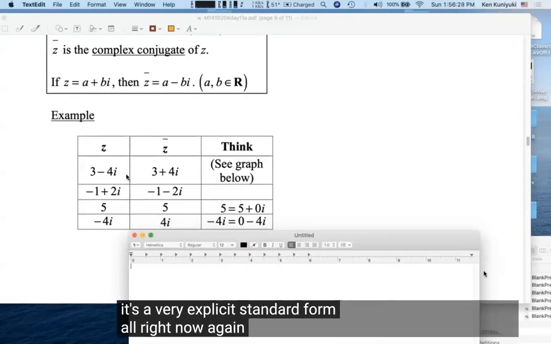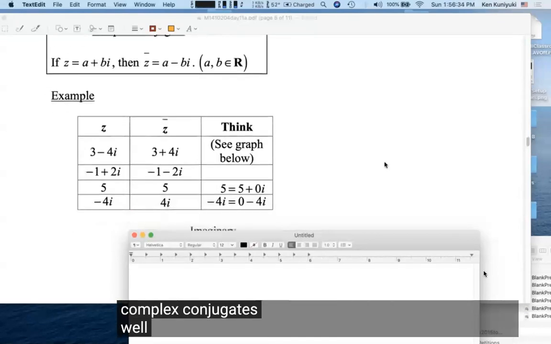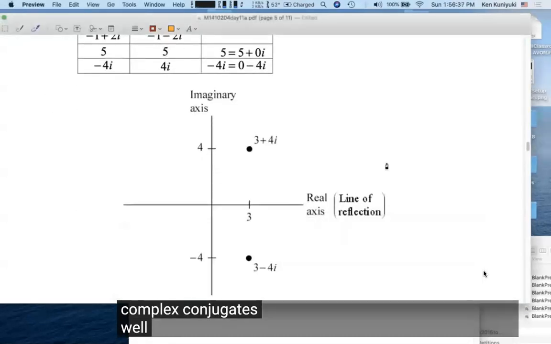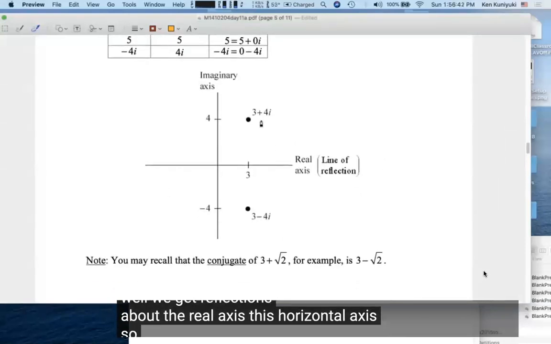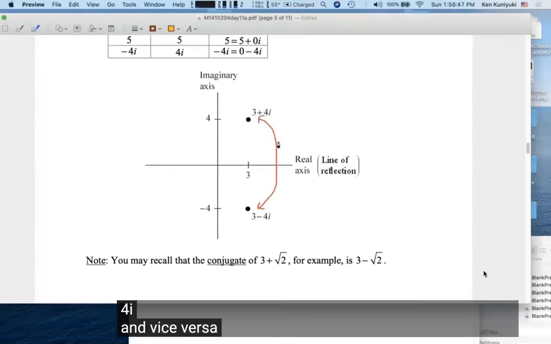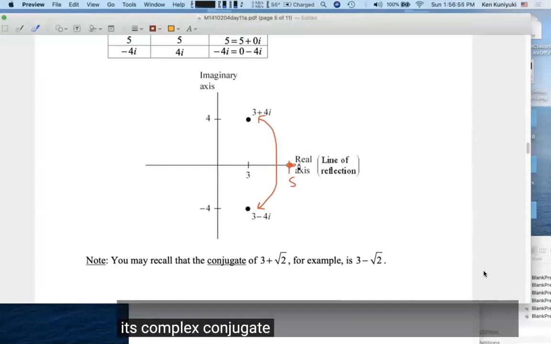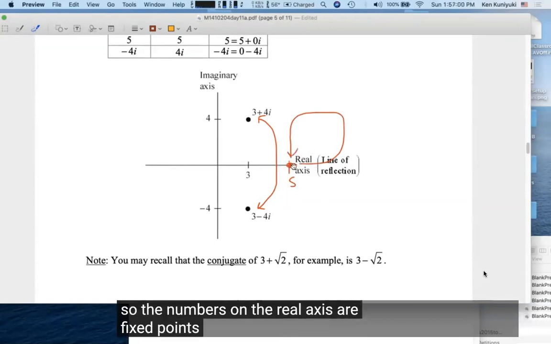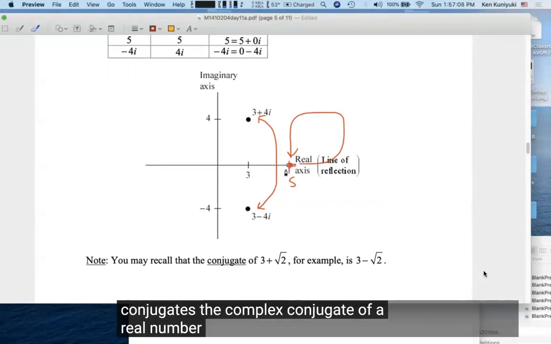All right, now again, how are these complex numbers related to their complex conjugates? Well, we get reflections about the real axis, this horizontal axis. So for example, 3 plus 4i goes to 3 minus 4i, and vice versa. Also notice that 5 over here, which is a real number, its complex conjugate is itself. So the numbers on the real axis are fixed points when you consider taking complex conjugates. The complex conjugate of a real number is itself.